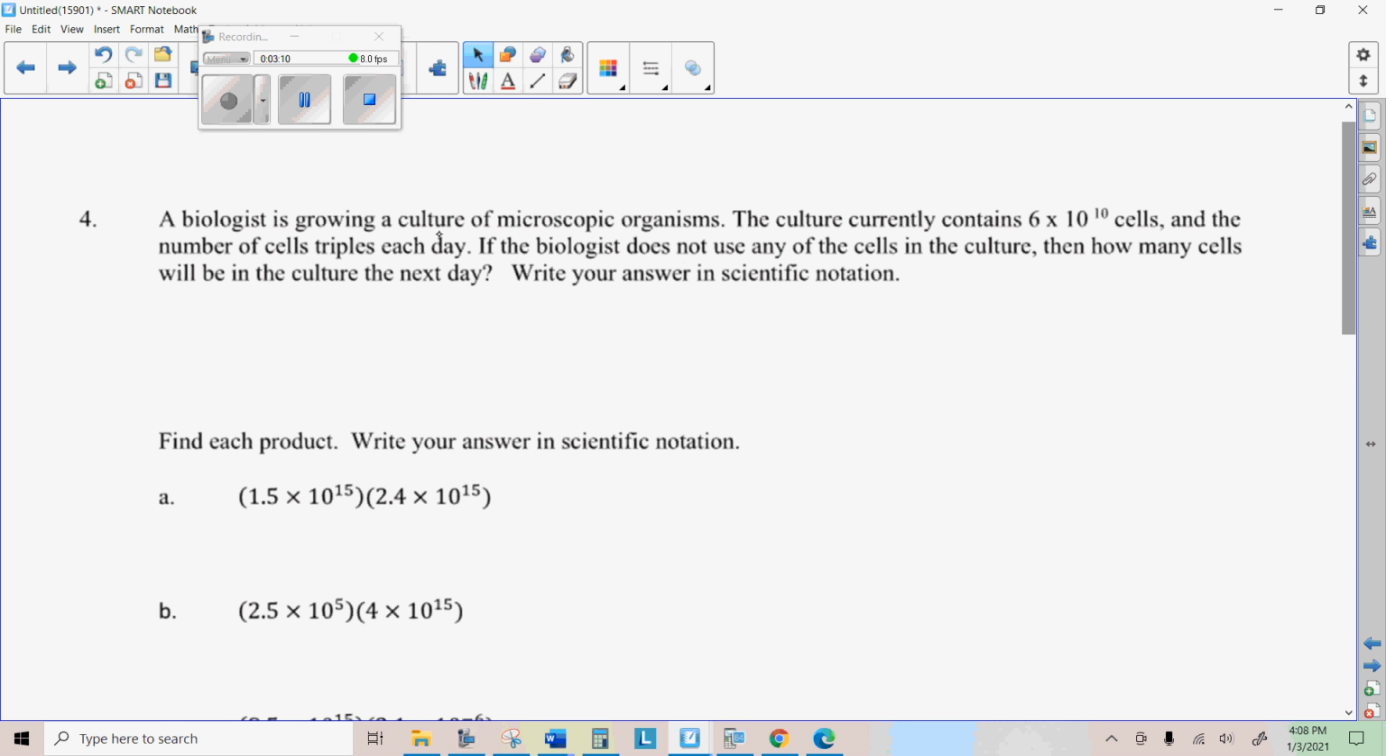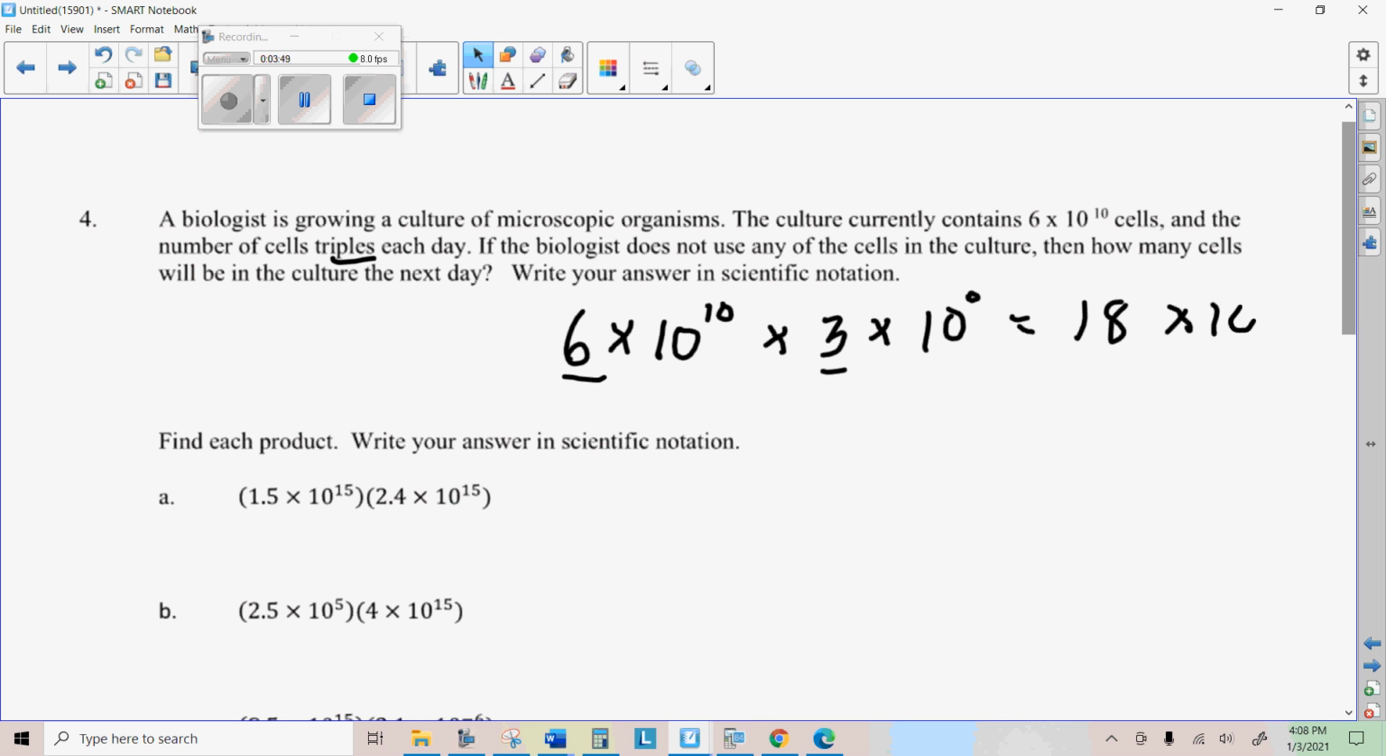So this biologist is growing a culture of microscopic organisms, and he has, or she has, 6 times 10 to the 10th cells, and the number of cells triples every day. So we're going to multiply that by 3, and I'm just going to write that in scientific notation. That would be 3 times 10 to the 0. Okay. Now, when you're multiplying numbers in scientific notation, just like you did dividing, you want to go ahead and multiply the 6 and the 3, make that 18, and then you just add the powers to get your power of 10 when you're multiplying. So I have to add 10 plus 0, which is 10.